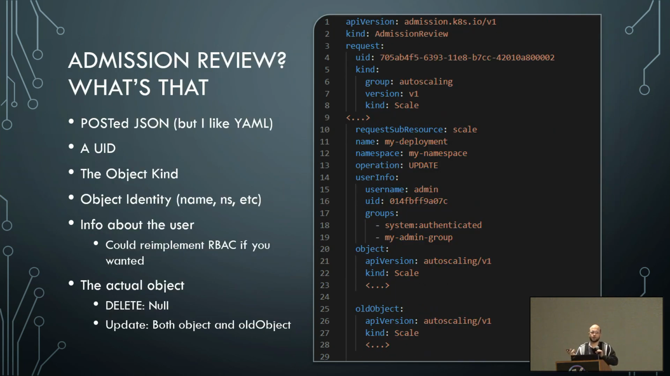So you might be wondering, what actually gets posted to the webhook when it gets called? It gets an admission review object. They're posted as JSON, but I like YAML again, so we'll see YAML on the right. The first thing is a UID. We also get the object kind of what it is. We get the identity, the namespace, the operation that's happening. We also have the information about the user submitting the object.